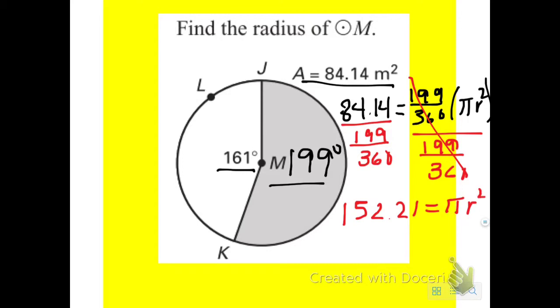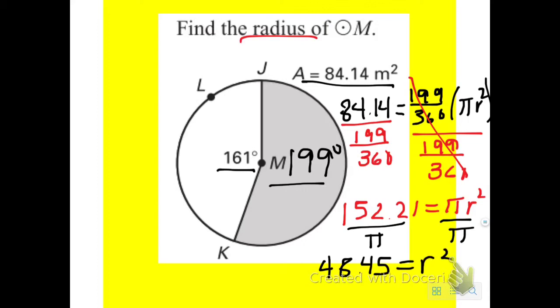Now again, they want me to find the radius, so I need to solve for r. To solve for r, I need to divide both sides by pi. So I get my calculator and I say 152.21 divided by pi. And that tells me it's 48.44, which rounds up to 48.45. And that equals r squared.